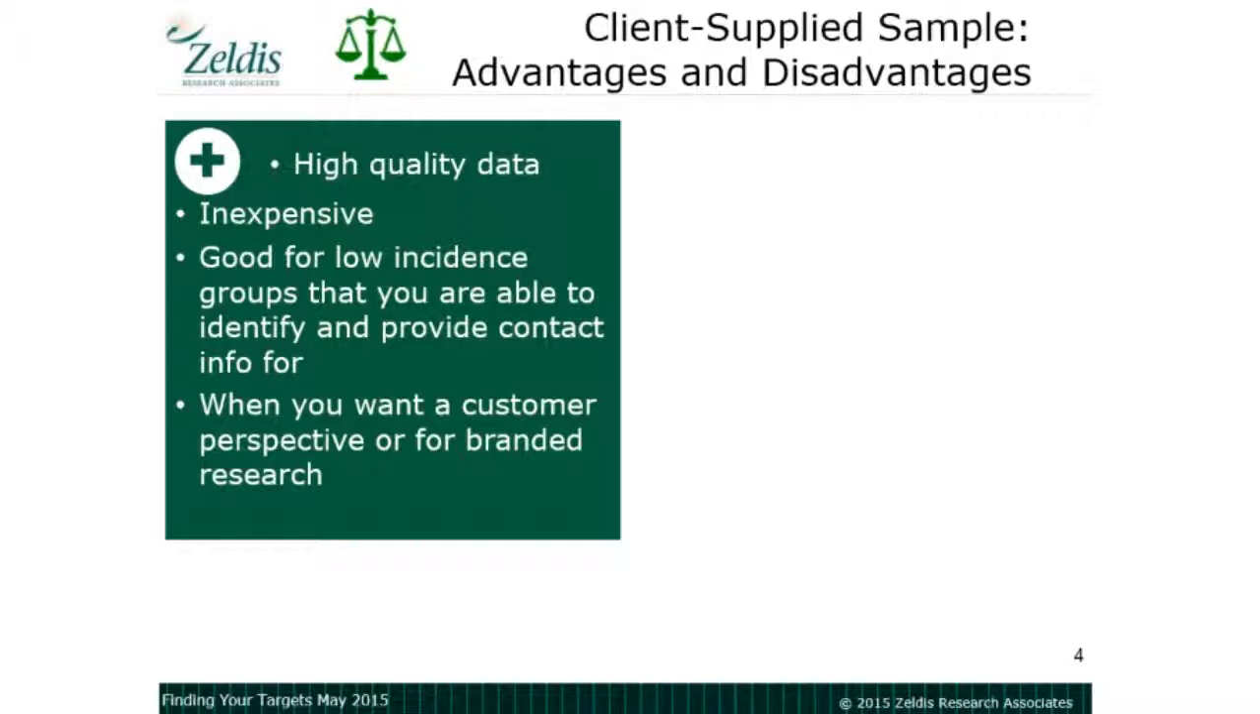It's very good for low incidence groups that you can identify and provide contact information for, because otherwise they'd be very difficult and very expensive to find on a panel. But if you actually have them and you have their contact information, it's a great way to reach those folks. It's inexpensive, obviously, because you don't have to pay for the sample source, which is a significant cost when you're doing data collection. And they're good when you want customer perspective or when you're doing branded research.